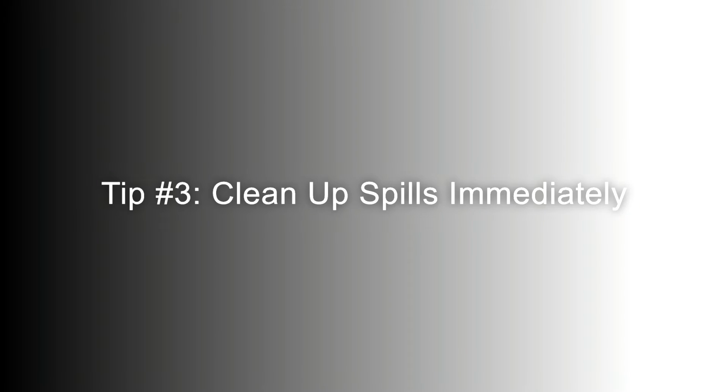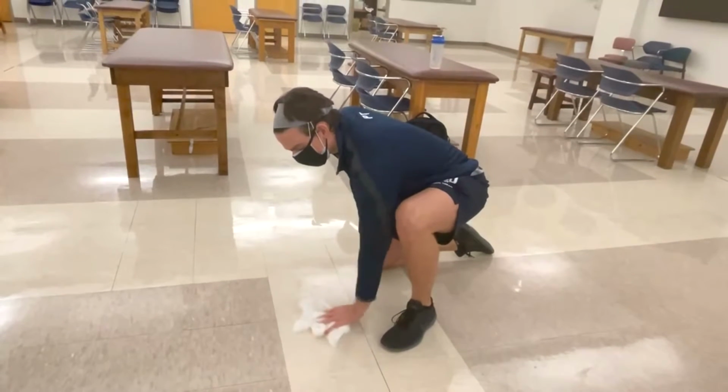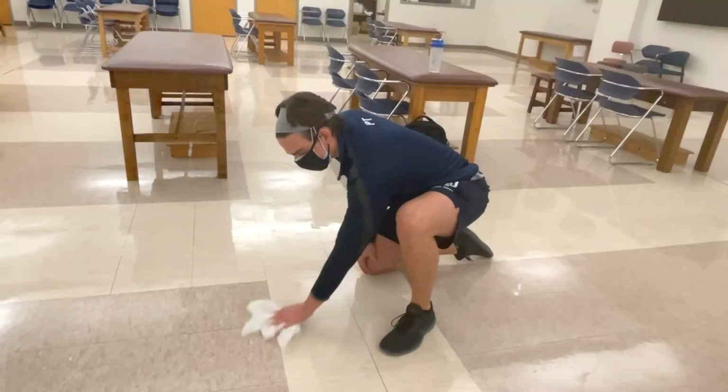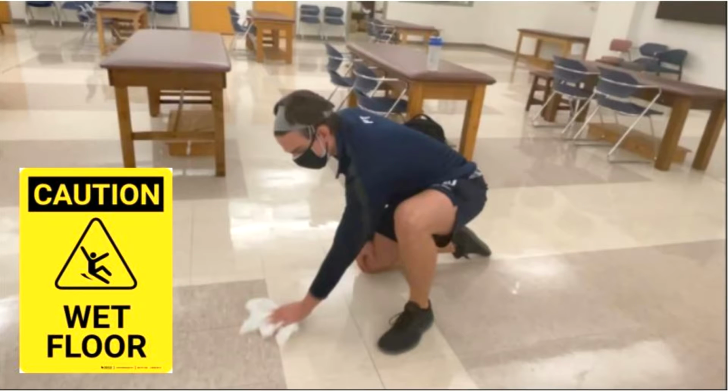Tip 3 is to clean up spills immediately after they happen. Although spills are common in an assisted living facility, it's important to clean them up as soon as they happen, as wet floors can pose a huge hazard to patients who are walking around. If you're not able to clean up the spill right away, make sure to leave a caution sign in that area to warn people who are walking by.